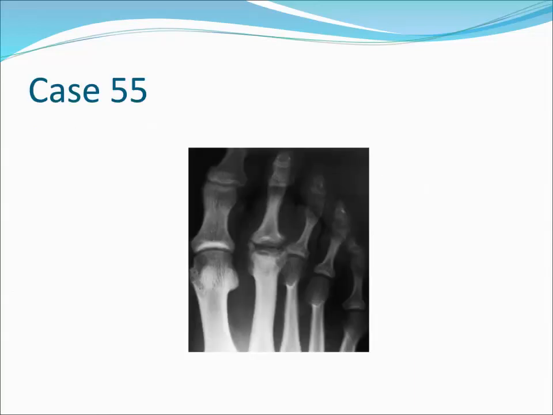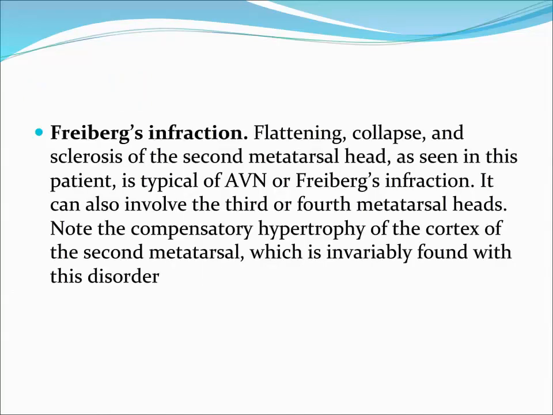Freiberg's infraction. Flattening, collapse, and sclerosis of the second metatarsal head, as seen in this patient, is typical of AVN or Freiberg's infraction. It can also involve the third or fourth metatarsal heads. Note the compensatory hypertrophy of the cortex of the second metatarsal, which is invariably found with this disorder.